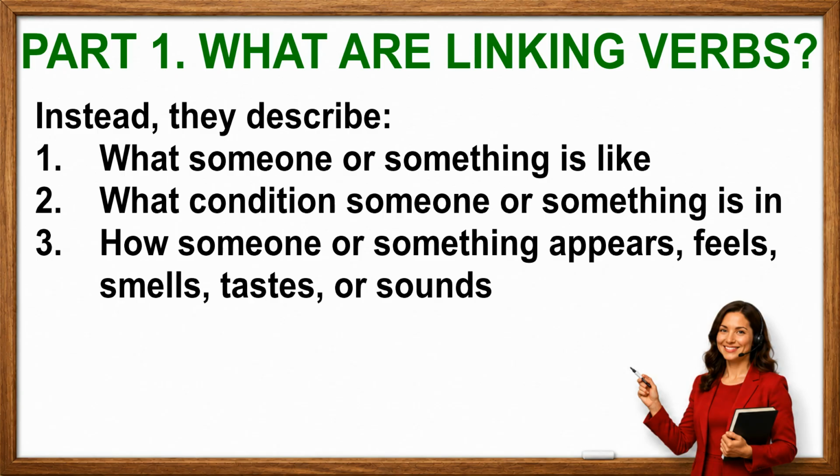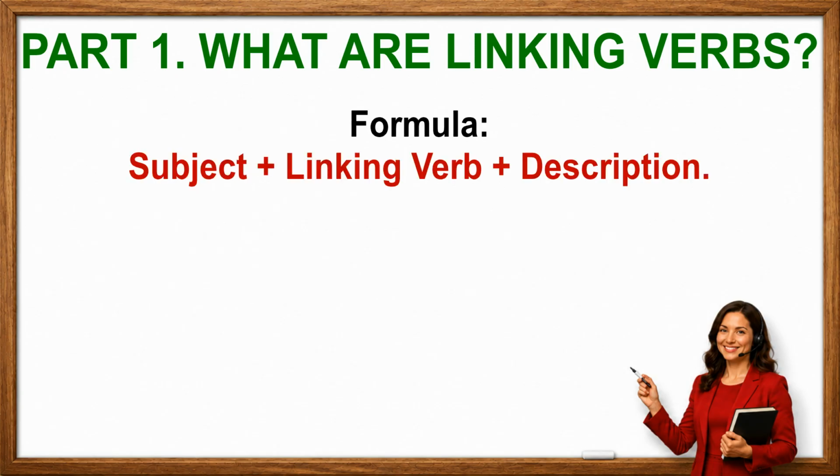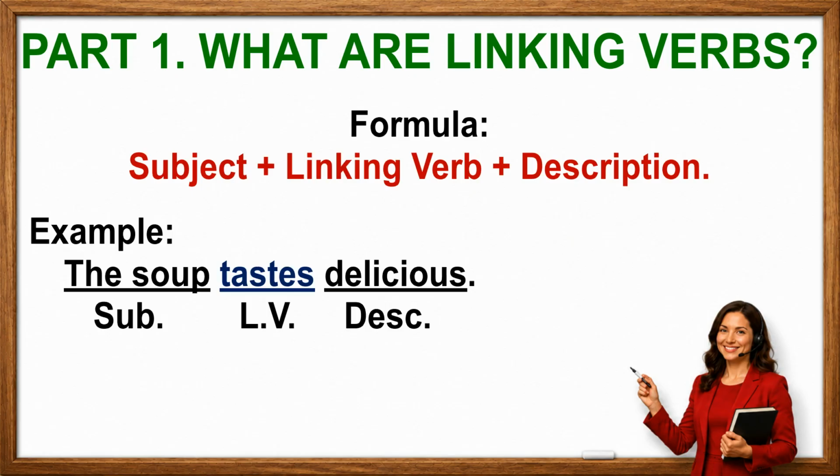Think of a linking verb as a bridge. The subject is on one side, the description is on the other side, and the linking verb connects them. Formula: subject plus linking verb plus description. Example: the soup tastes delicious. Subject: the soup. Linking verb: tastes. Description: delicious. The soup is not doing an action. The verb simply connects soup and delicious.